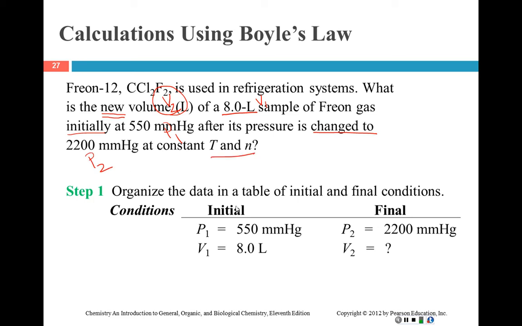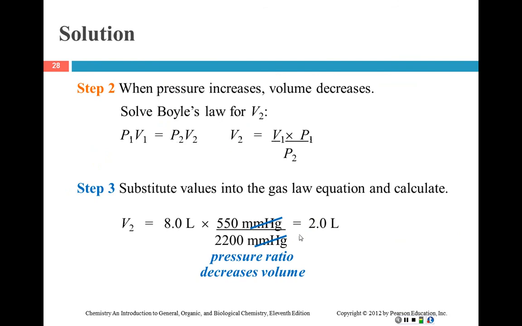So the way they're telling you to do it is you take your inventory in initial and final. So you're initially at 550 millimeters of mercury at 8 liters. You are going to push on that and increase the pressure to 2200 millimeters of mercury. So the question is, what is the new volume going to be? We know it's inversely proportional, okay? So if we push harder, what's going to happen to the volume? It's going to go down because we're squeezing it. So our relationship of Boyle's law is P1V1 equals P2V2. And so all they've done is they have rearranged this formula to solve for V2.